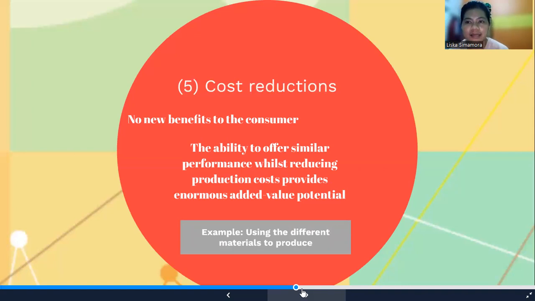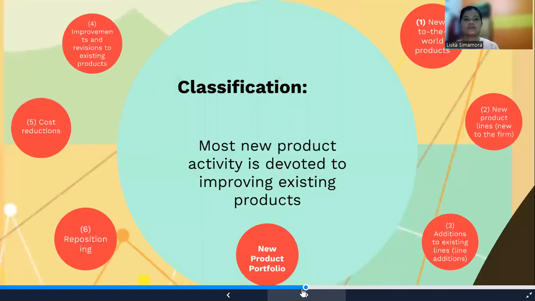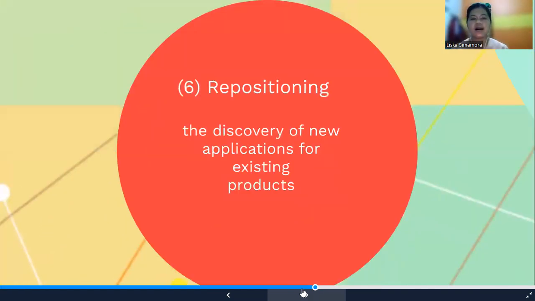Why? It can happen because there's a change in the materials. For example, previously you used a high quality material, and now with the cost of $80, you use a not so good quality material. Okay, maybe you use second grade or something like that. And then, repositioning.